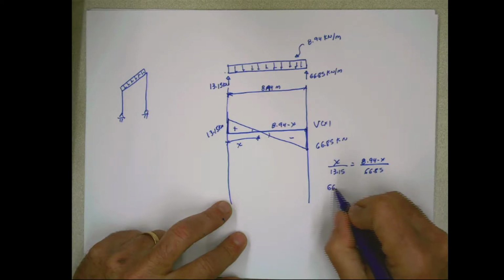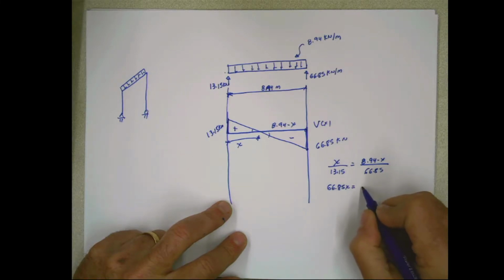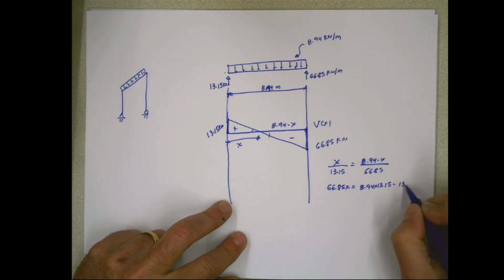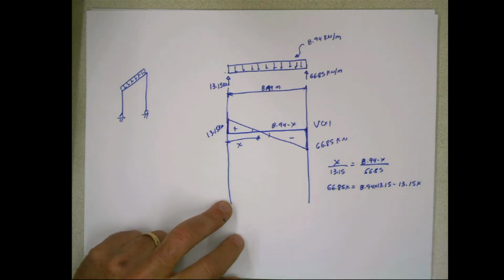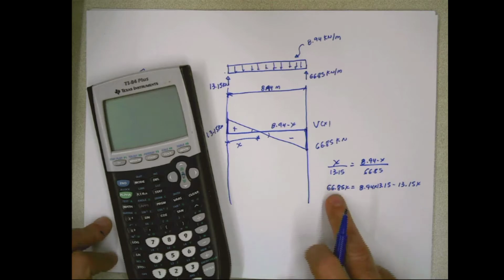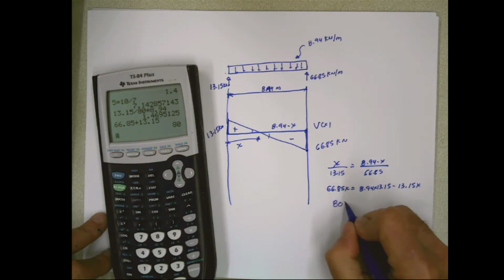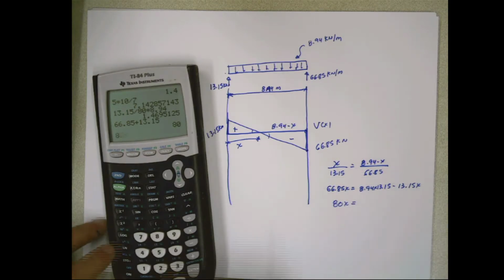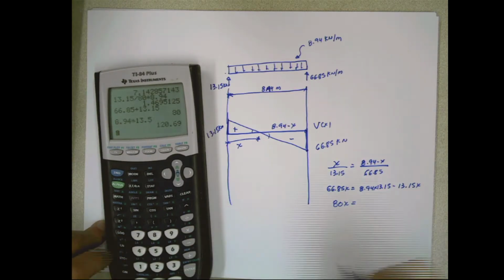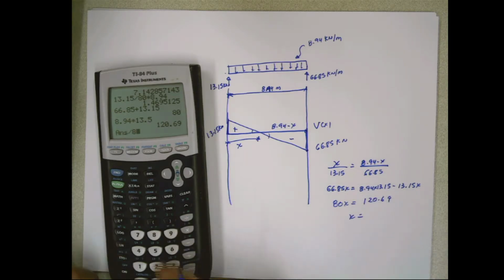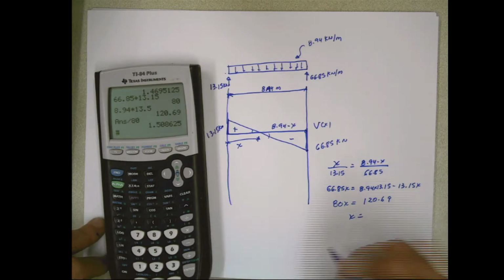Okay, 66.85x equals 8.94 times 13.15 minus 13.15x, and then group all the x together, and then you get 66.85 plus 13.15, that's 80. So 80x equals the multiplication of these two, and it's 120.69, and you solve for x, which is 1.5.